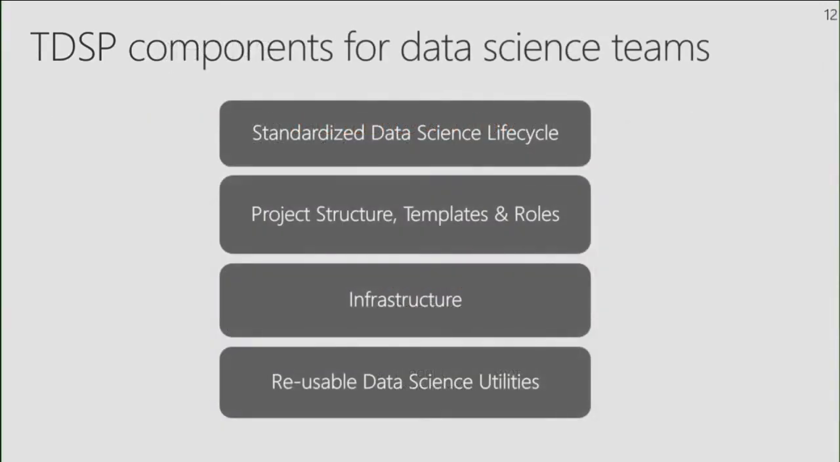So based on that objective and that kind of thinking, we have developed the TDSP components for data science teams. These are the four primary components of the Team Data Science Process: the standardized project lifecycle, project structure and templates, definitions of roles and infrastructure, and reusable data science utilities. In the next few slides, I'm going to take some time to go through these components in a bit more detail.